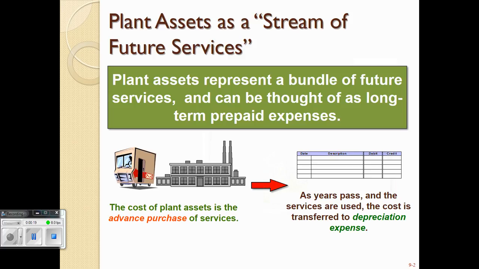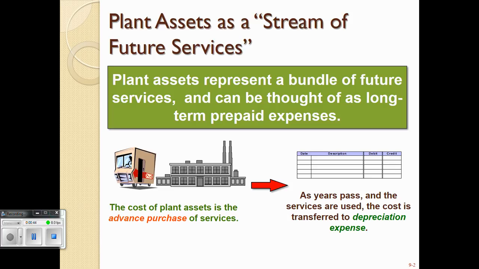When we put plant assets on the balance sheet that are going to provide a stream of future services, it's unfair for us to count them as an expense in the year we purchase them. So what we're going to do is put them on our balance sheet as an asset, and then as we use them up, we're going to depreciate them.